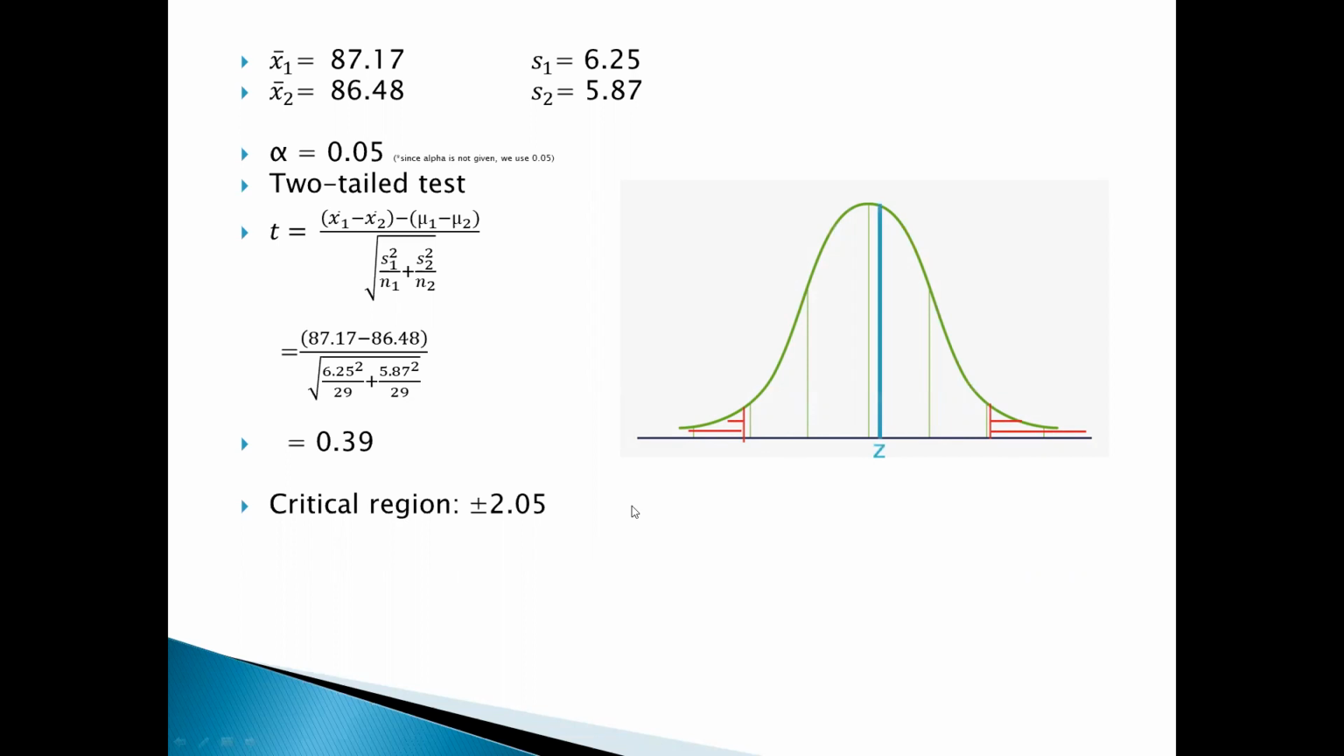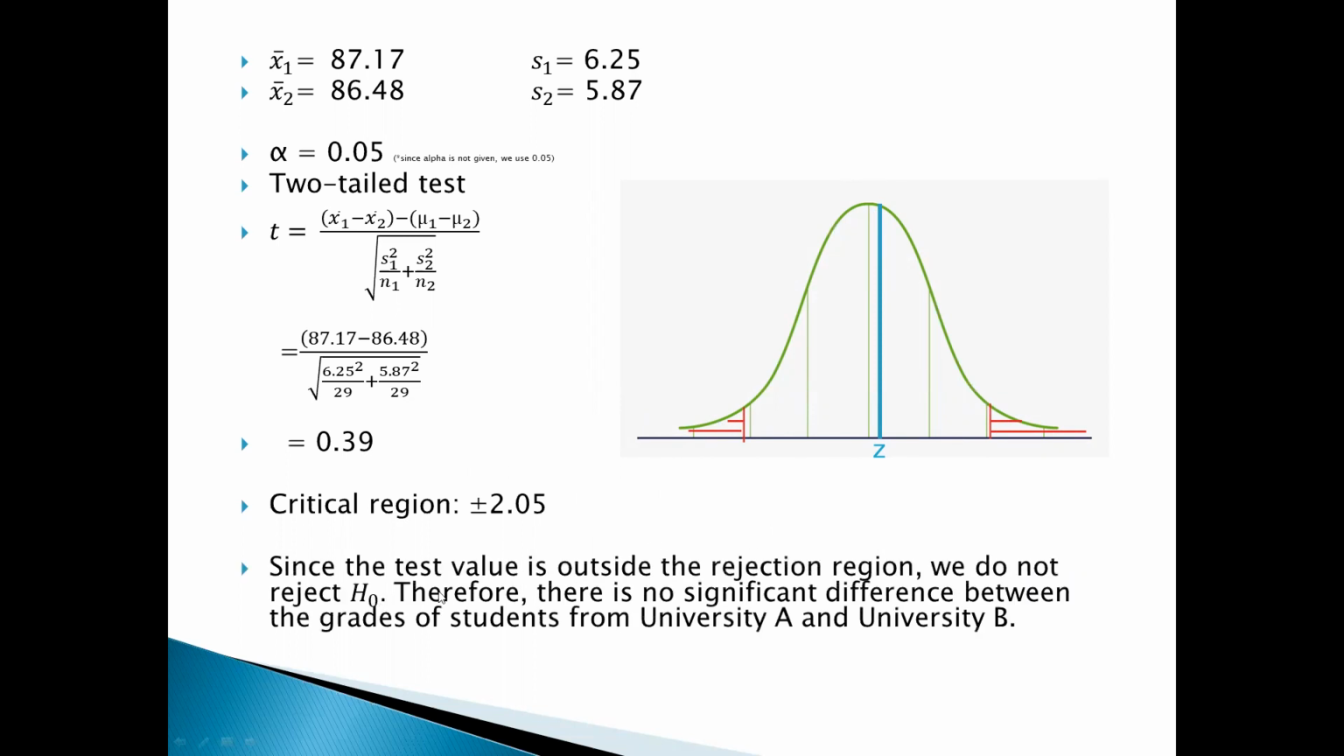So the z or the t test value, this should be t. Sorry for that. That should be t. And it's 0.39, so it's close to 0. So since the test value is outside the rejection region, we do not reject H0. Therefore, there is no significant difference between the grades of students from University A and University B.